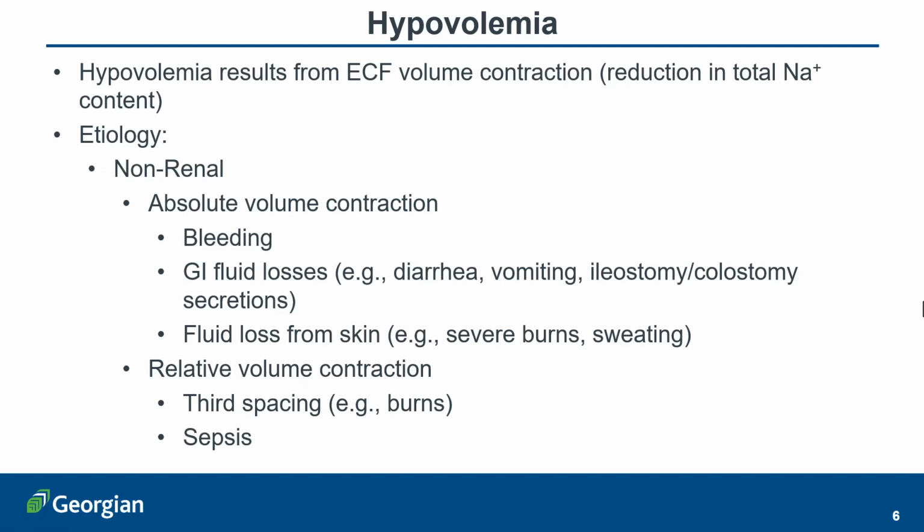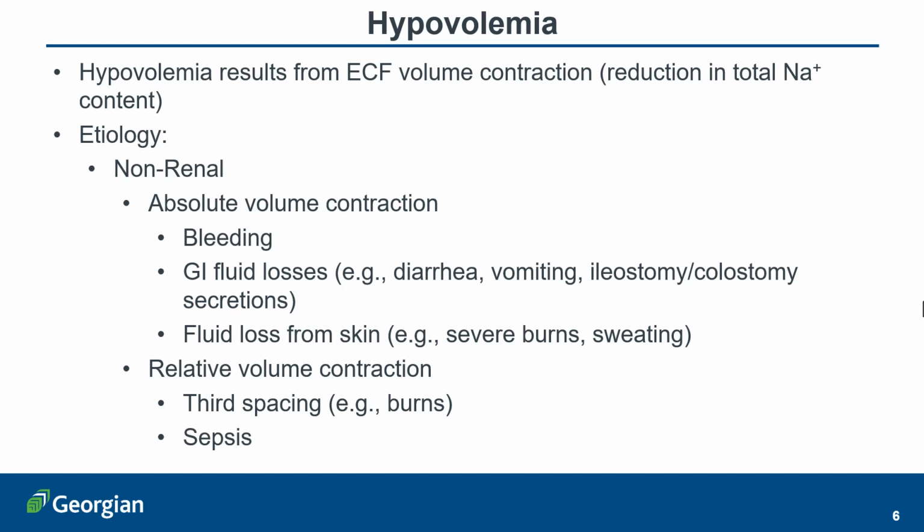If you have bleeding, yes, you're going to have absolute volume contraction. Similarly, with GI fluid losses, severe diarrhea, severe vomiting, secretions from an ileostomy or colostomy, that can lead to absolute volume contraction. In addition, fluid losses from the skin, as in severe burns or excessive sweating. It might be sweating, for example, if you're running a marathon, that is not excessive, that's to cool down the body, but if it's not replenished, that's going to lead to absolute volume contraction.